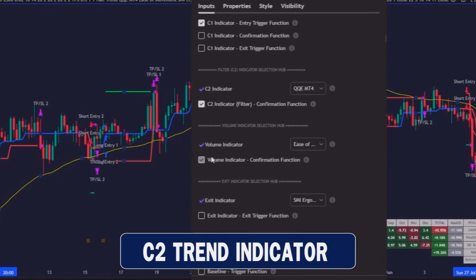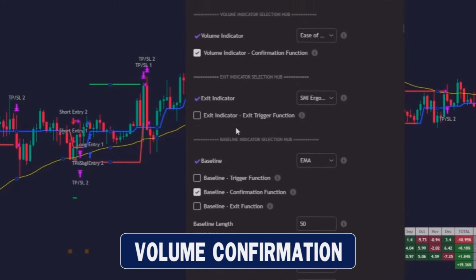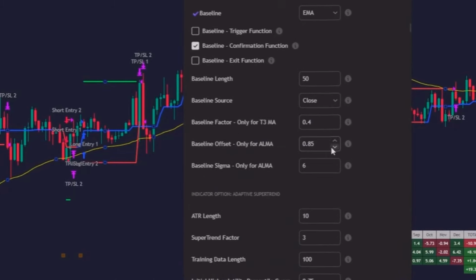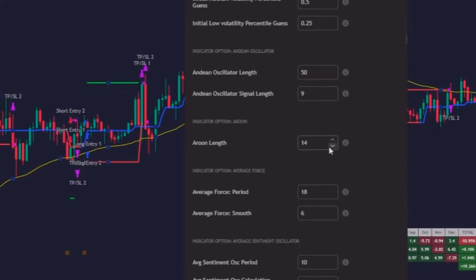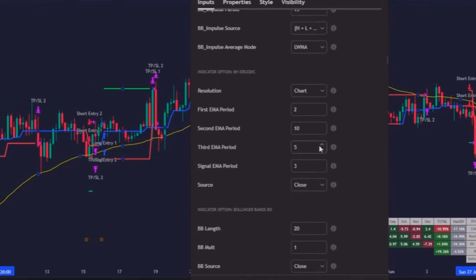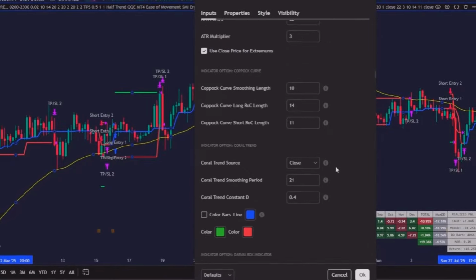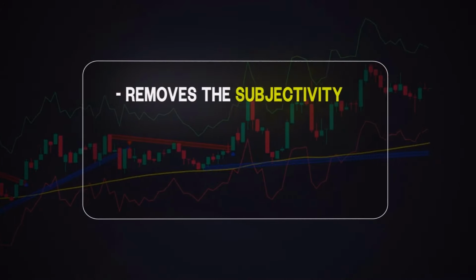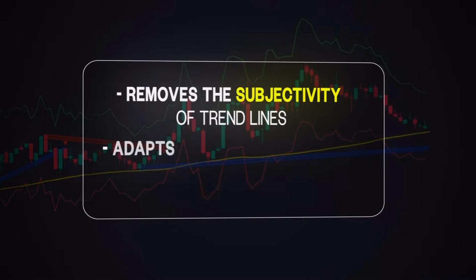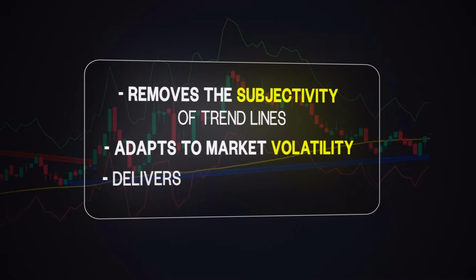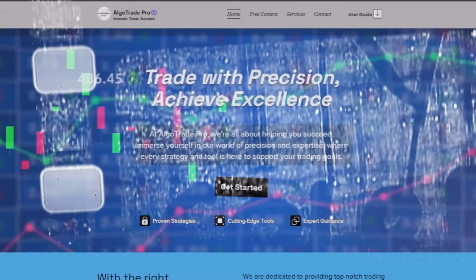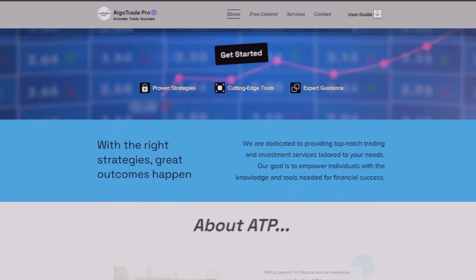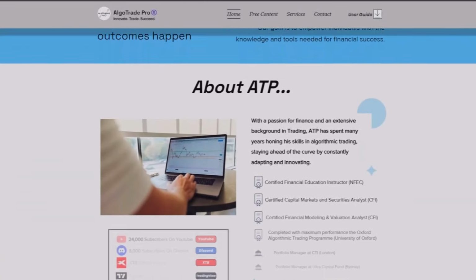And by the way, with the indicators testing bot, you can also upgrade this exact strategy by adding custom filters like a C2 trend indicator or a volume confirmation and instantly test the impact. It's super easy to optimize and fine-tune for even better results. And that's it. A simple but powerful strategy that removes the subjectivity of trend lines, adapts to market volatility and delivers serious performance. I hope this gave you a fresh perspective on how to actually make trend lines work, not just visually but profitably.